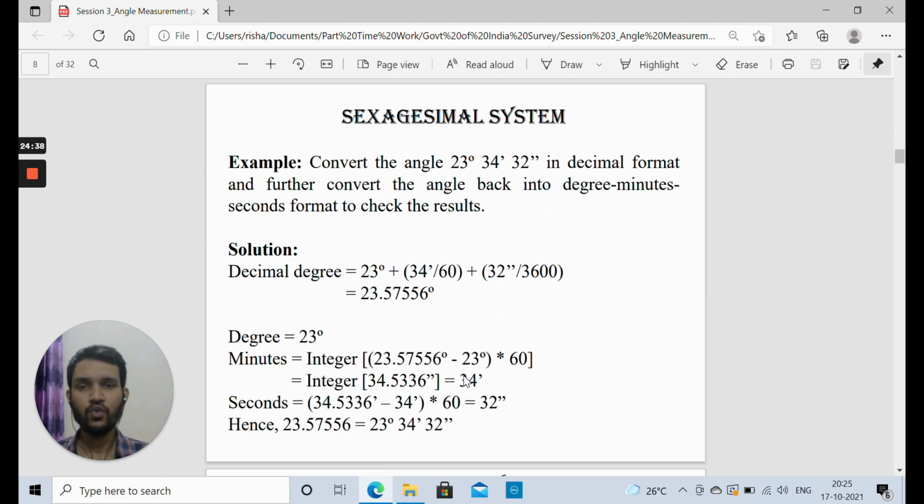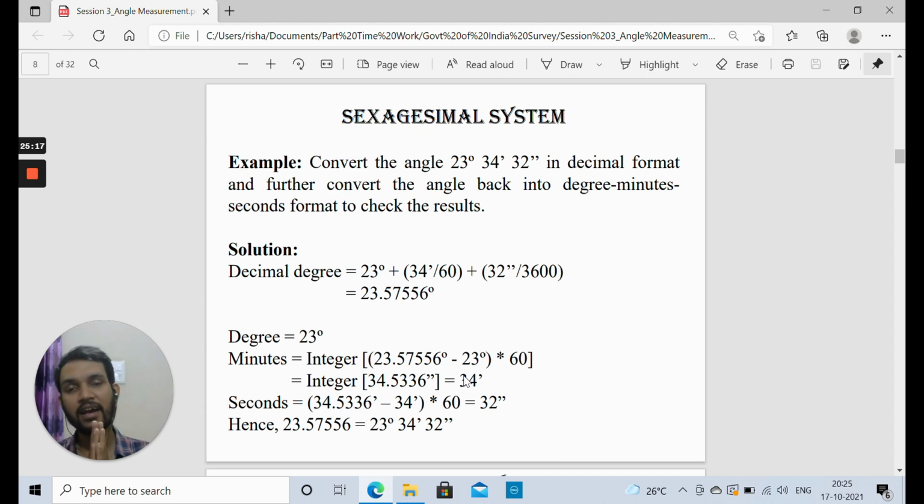Suppose we are given an angle as 23 degrees 34 minutes and 32 seconds. This angle has been given to us in sexagesimal format, in degrees, minutes and seconds, and now we need to convert it into a decimal value. The angle written in degrees will exist as it is, so it will be 23 degrees. The angle given in minutes will have to be divided by 60, so it will be 34 by 60, and the angle given in seconds you will have to divide by 3600, so 32 seconds by 3600, and then you add all three values.